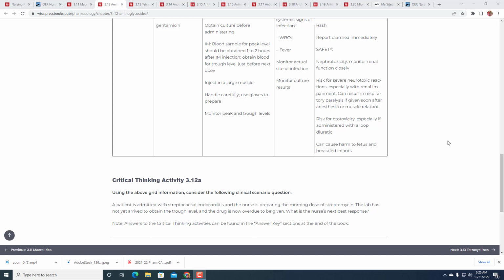In this case, we really do want to have that trough level. We really want to make sure to get that lab, and there's nothing wrong with calling down to the lab and saying, hey, we're a little bit overdue here for the medication. What is it that we can do to make sure that we get this so that the patient can get their medication? Or contact the prescriber to make that call if maybe there's some pushback from them.